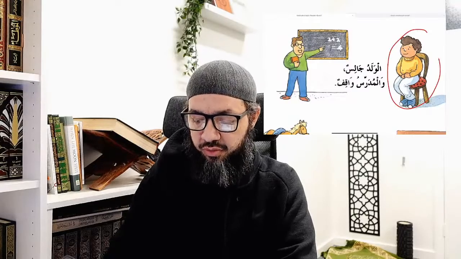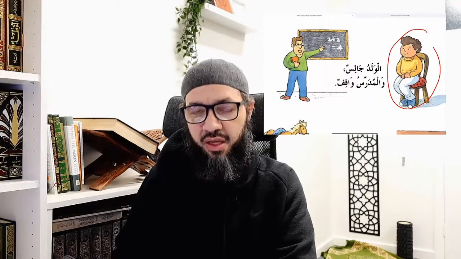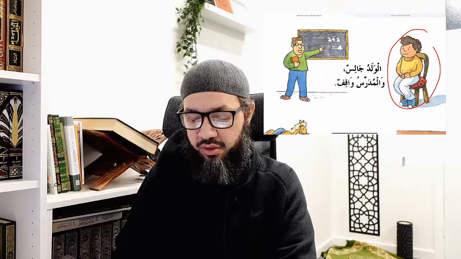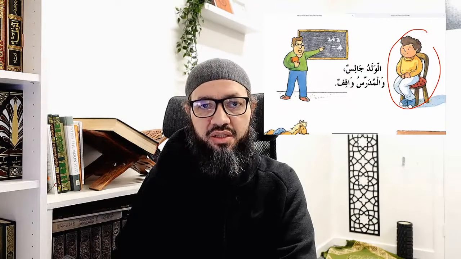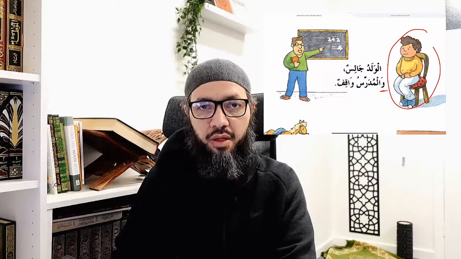Look at the picture. What is the boy doing? The boy is sitting. Al-waladu jalisun. And look at the teacher. What is he doing? He's standing. Wal-mudarrisu waqifun. And the teacher is standing. You've got a horse and a donkey. Al-himaru saghirun wal-hisanu kabirun. The donkey is small and the horse is big.